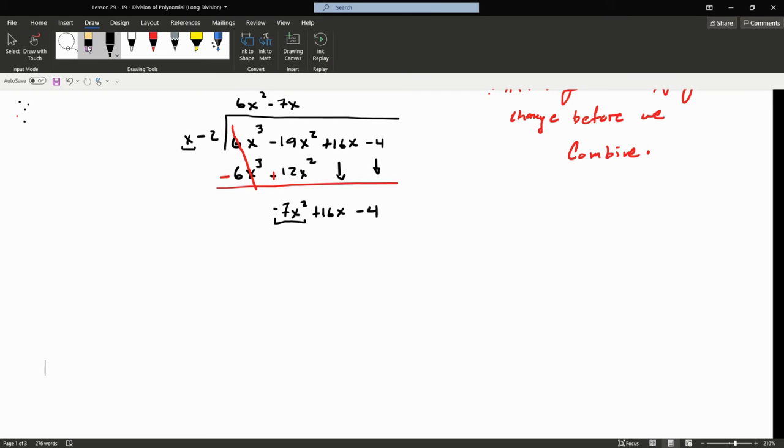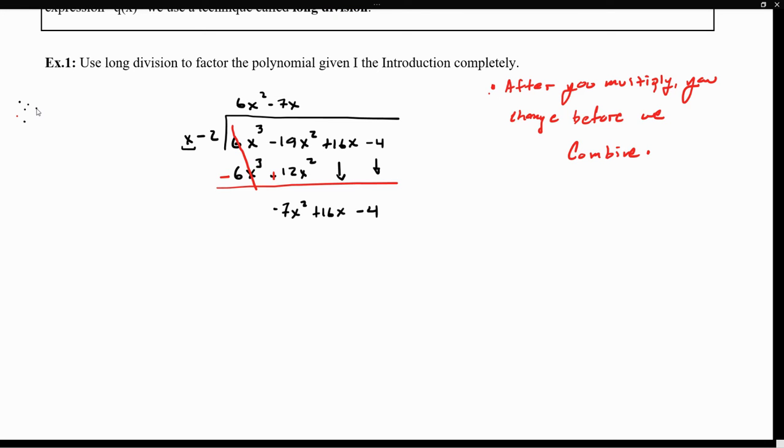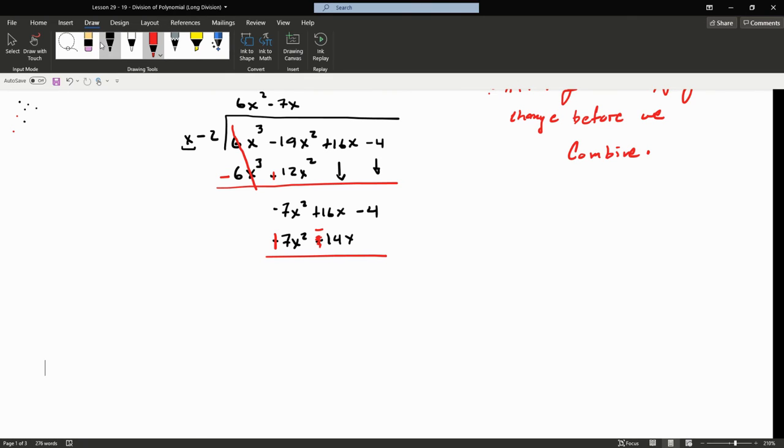Now we multiply. So now we've got x times -7x. That's definitely -7x squared. And again, we don't just multiply x. We also need to multiply this -2. So -2 times -7x, that's positive 14x. And again, after we multiply, we need to change the sign before we combine. So let's change the sign. This was a negative, let me change it to a positive. And this was a positive, let me change it to a negative. So now that we have done that, now we can combine.